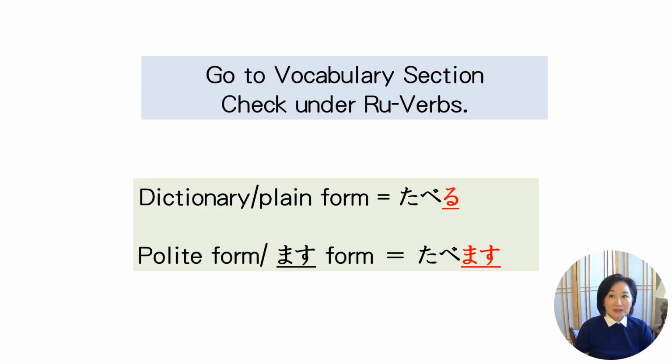If you have a textbook, please take a moment to look at the new vocabulary list. Some textbooks list new verbs in their dictionary forms, while others list them in polite forms. So let's check how your textbook does it. Go to the verb section in your new vocabulary list and check Ru Verbs. Do the verbs under Ru Verb category end with the hiragana る like this, or with ます like this? If it's る, they are shown in the dictionary form, and if it's ます, they are in the polite form.